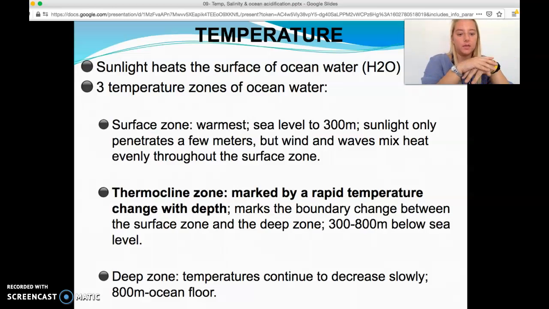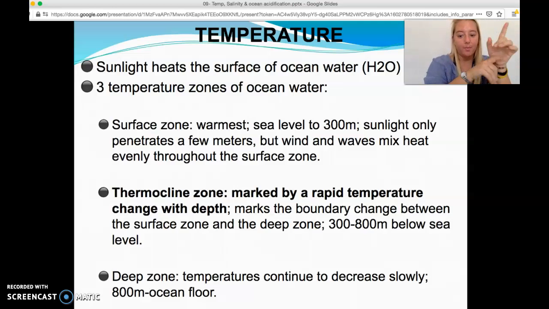So again, the sunlight doesn't go all the way down to 300 meters. It only penetrates a few meters down, but because we have the ocean as a churning being, it's not steady. That wind and the waves mix the heat evenly through the surface zone. The next zone that we come to, between 300 meters and 800 meters below sea level, is what we call the thermocline zone.